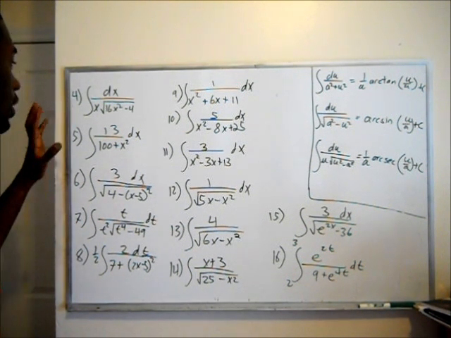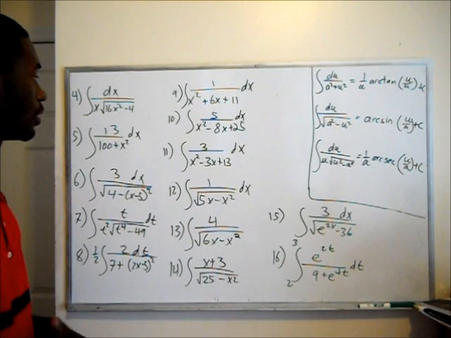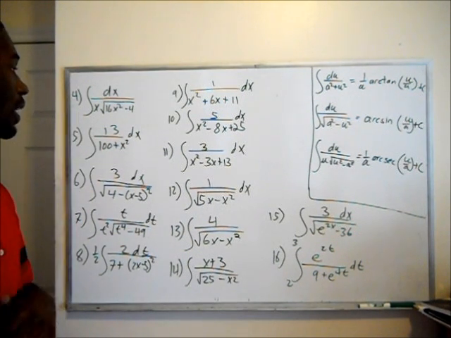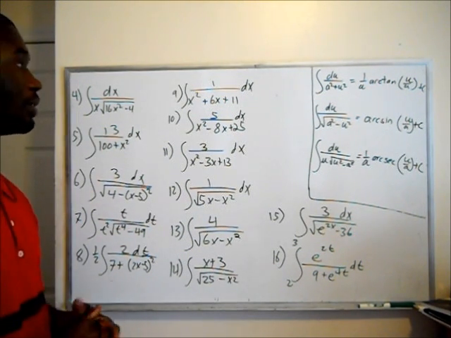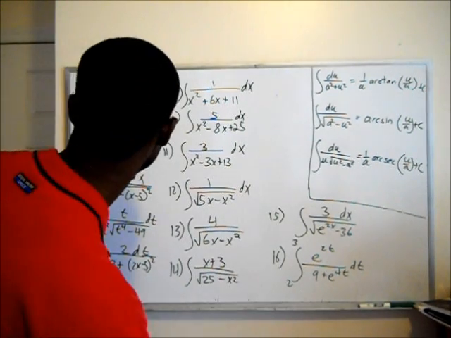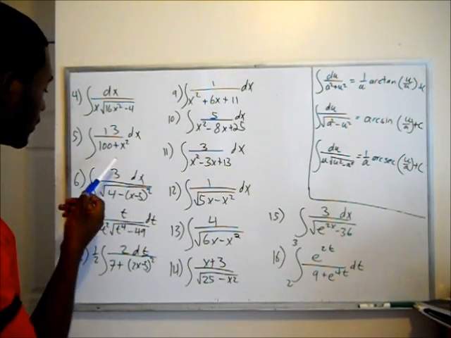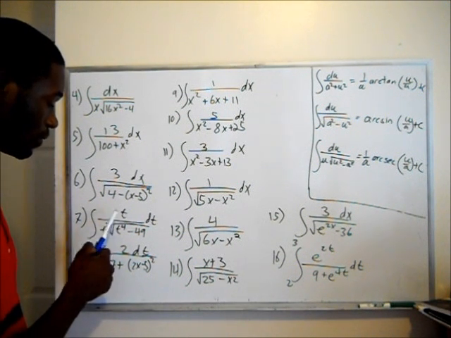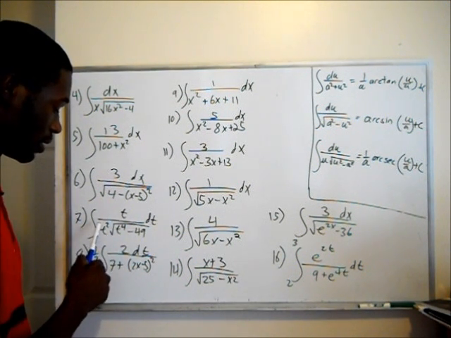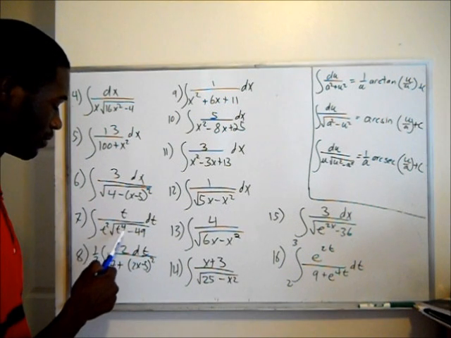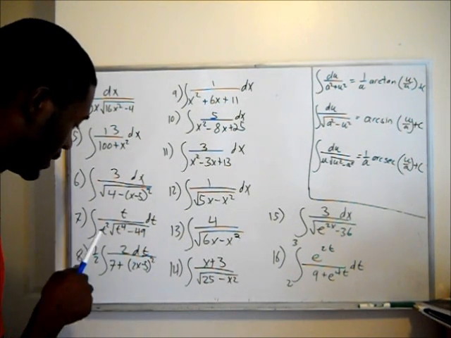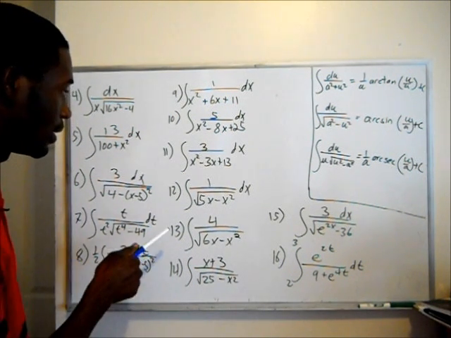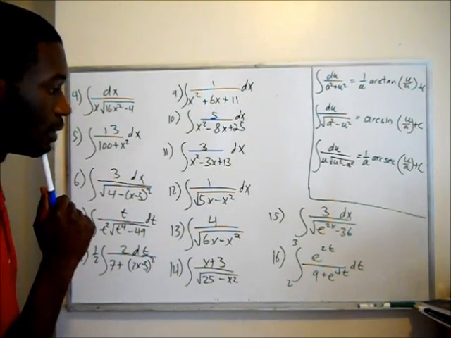We already did 1, 2, and 3. This is number 4, so try them on your own. We've got the integral of dx over x times the square root of 16x squared minus 4. We've got this one, and this one says integral of t over t squared times square root of t to the 4th minus 49 dt, and this one over here looks interesting.